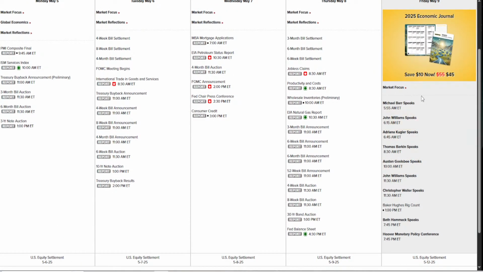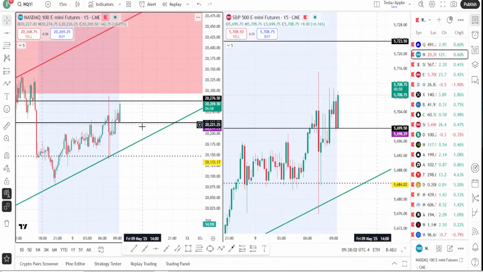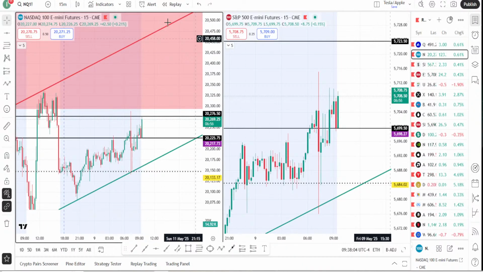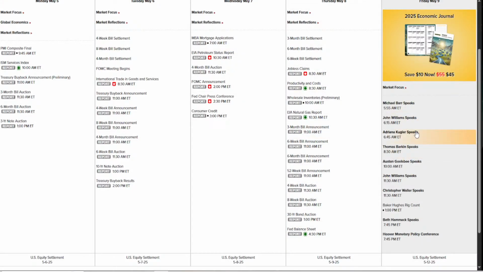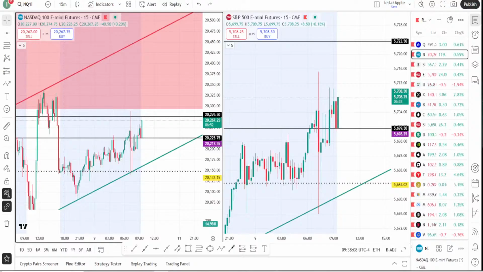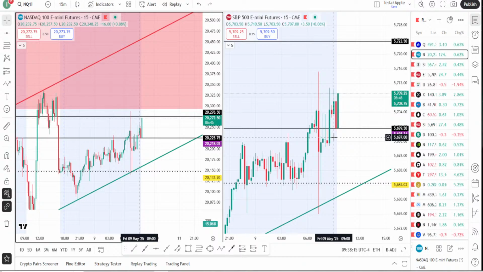There's nothing here on the economic calendar for this morning. No red folder news for today. So it's just a bunch of speakers. So I think we're good. Just gotta be patient and wait for this morning's range to develop.